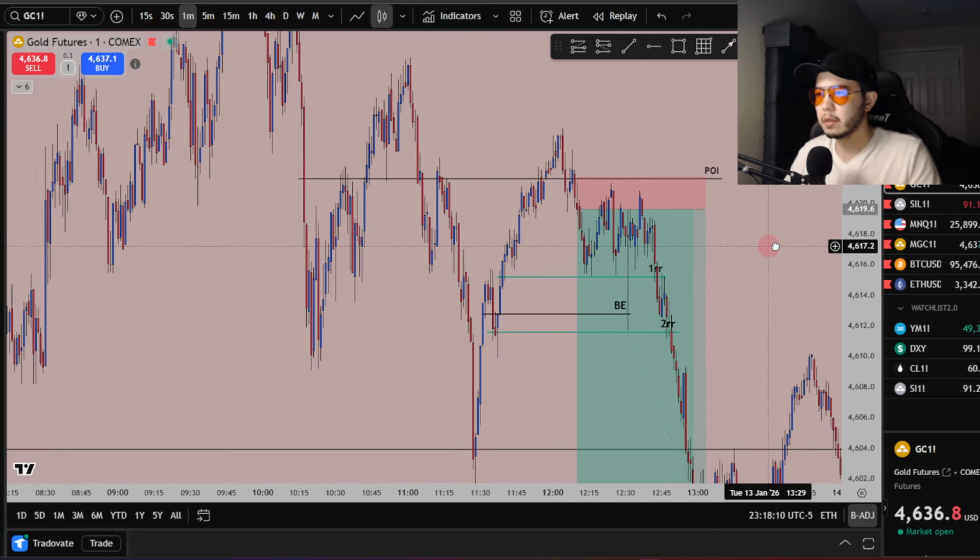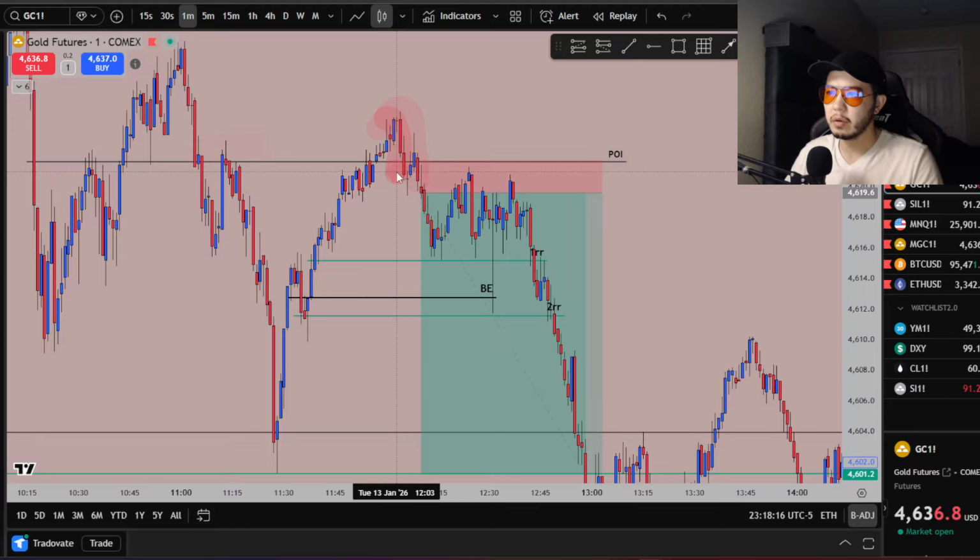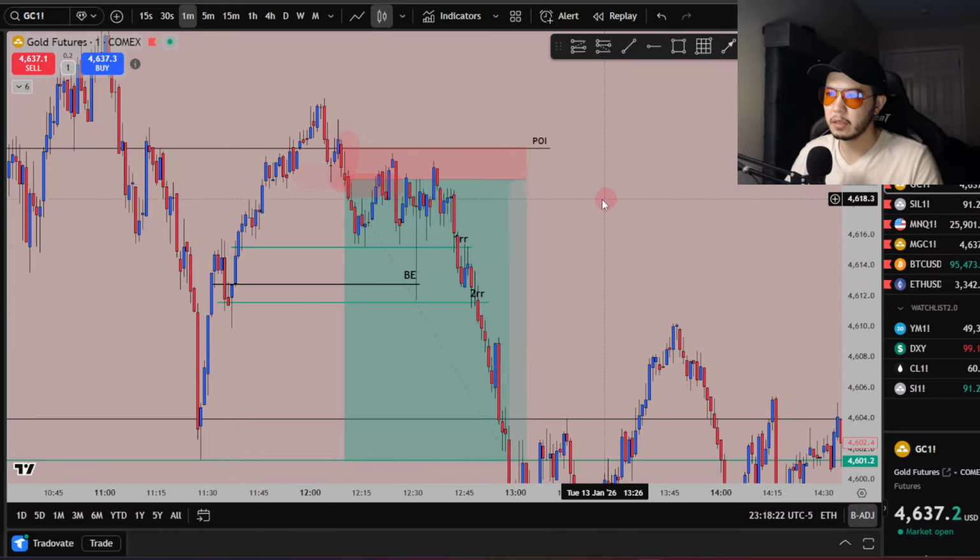Yeah, so the price came above it, took out this internal liquidity, closed below it. And then I waited for extra confirmation to close below this low. Once we did, I got in.